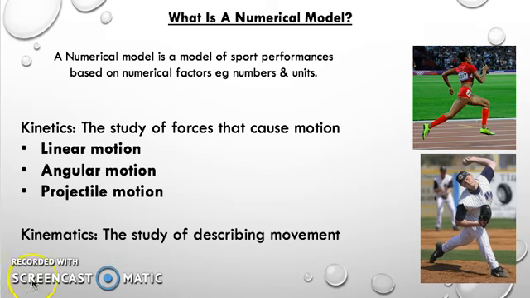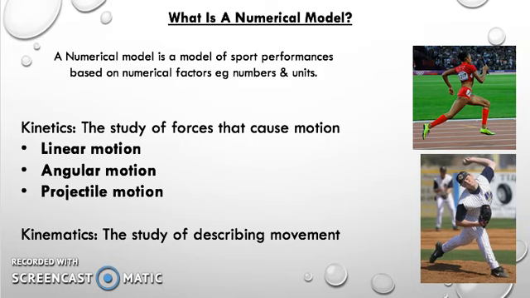It is an object evaluation. Kinetics, the study of forces that cause motion, can be classified into two groups, linear and angular motion. Linear motion is when all the parts of the body move in the same direction at the same speed. In basketball, an example of linear motion is when a player is coming down from a jump shot and all their body parts are going in the same direction at the same speed.